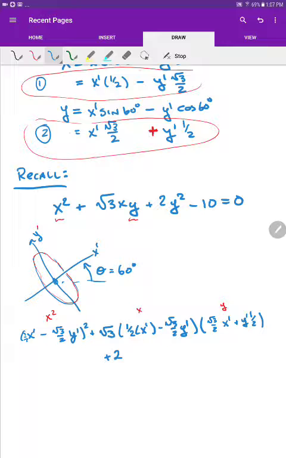So this is my equation for y. This was my equation for x. Plus 2y squared is 2 times (square root of 3 over 2 x prime plus 1/2 y prime) squared. And then I can't forget, I have to also subtract off 10 equals 0. Okay, so this is the equation. Now I just have to multiply these out, and I will end up with a very big equation.